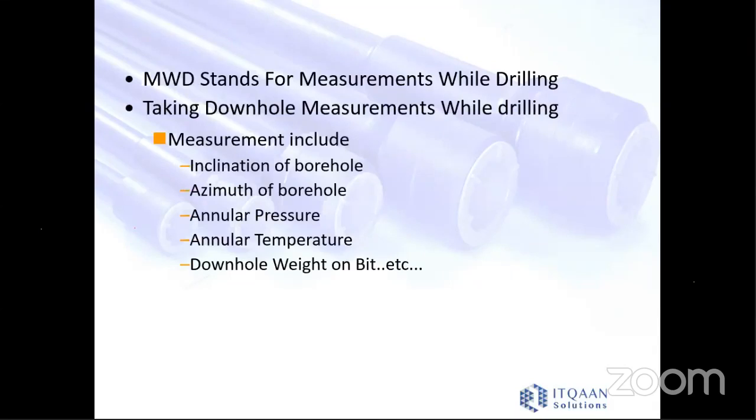MWD stands for measurement while drilling. What it does is take downhole measurements while drilling. While doing directional drilling, we need to make sure we are following the plan, staying very close to it to achieve our prescribed objective and hit the target. So we need continuous measurement while drilling, and we use MWD to do so. The measurements include inclination of the well, azimuth, annular pressure, annular temperature, downhole weight on bit, and other measurements.